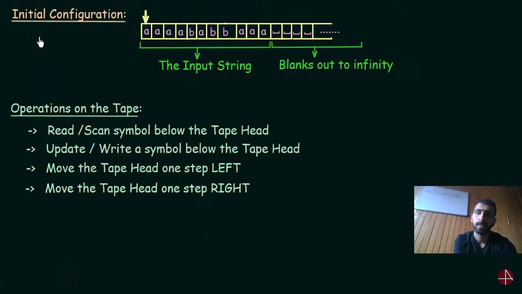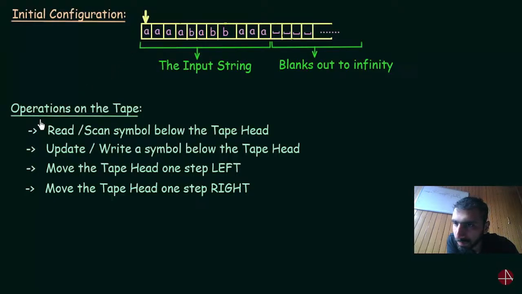Now let us look at the initial configuration of a Turing machine. If we have a Turing machine, the initial configuration of the tape looks something like this. Here, as I told you, we have the input string represented by these symbols, and the empty cells are filled by the blank symbols. So it blanks out to infinity. And then we have the tape head, which is positioned on the leftmost end at the start.